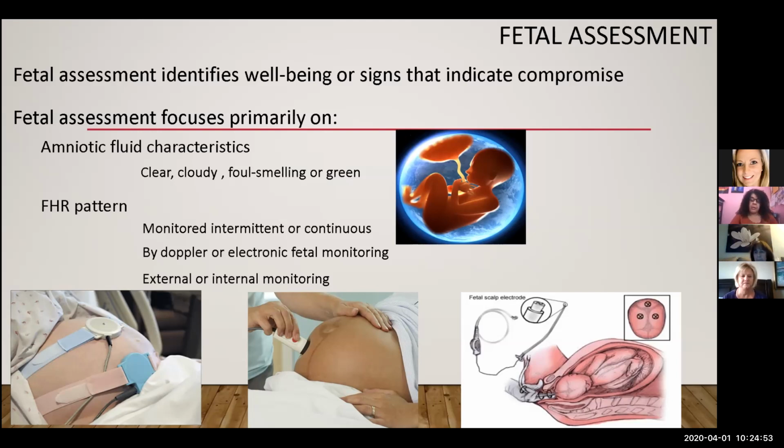Oh, look, Dr. Brown has an amnio hook? Look at you, gold star.